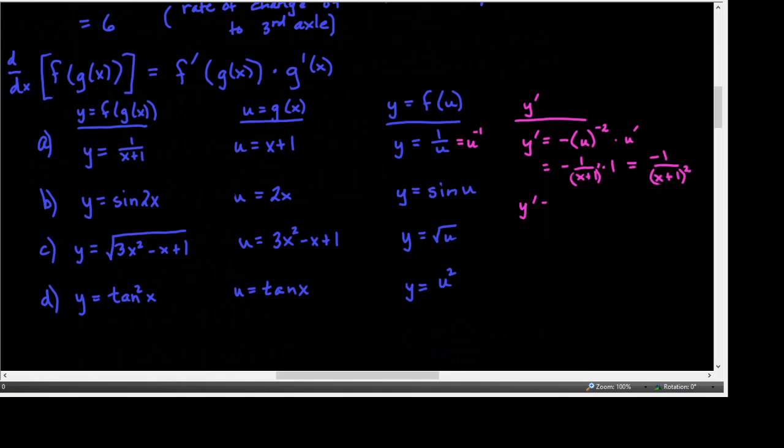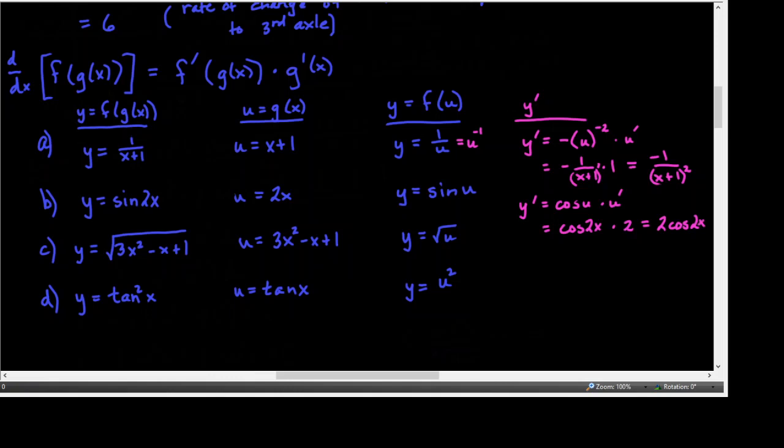The derivative of sine of something is cosine of that something times the derivative of that inside something. So that will be cosine of 2x multiplied by the derivative of u equals 2x, which is 2. And so our final answer would be 2 cosine of 2x.